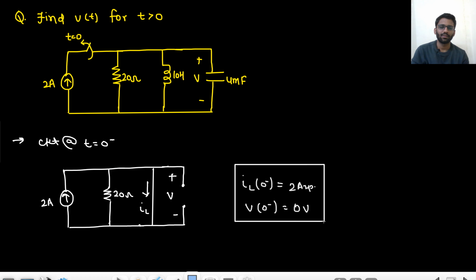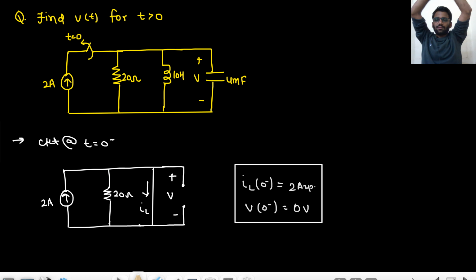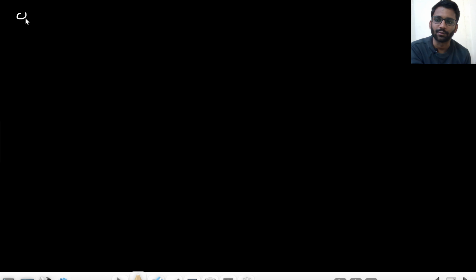Well and good. Now what I will do is make the circuit at t equals 0 plus. What will happen at t equals 0 plus?